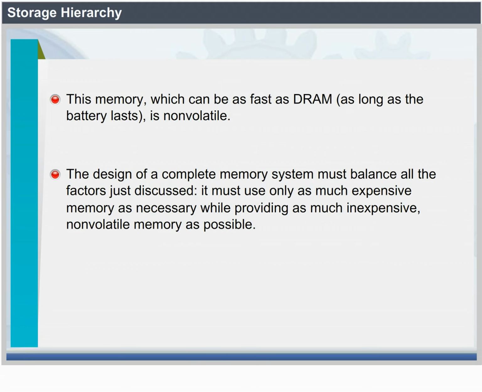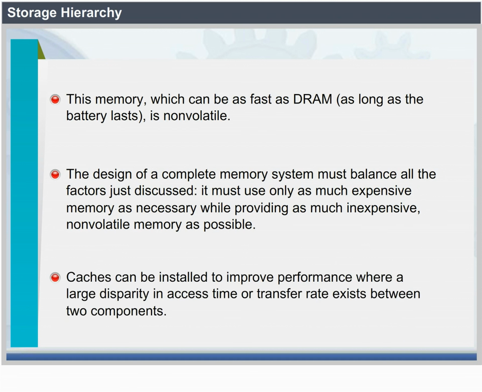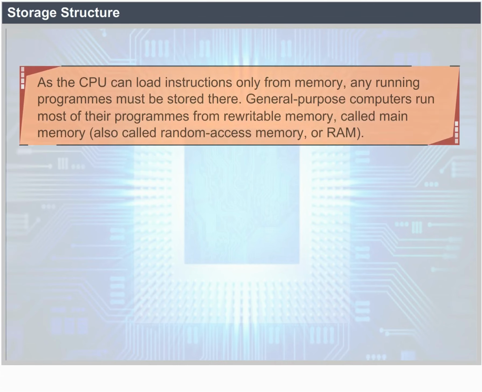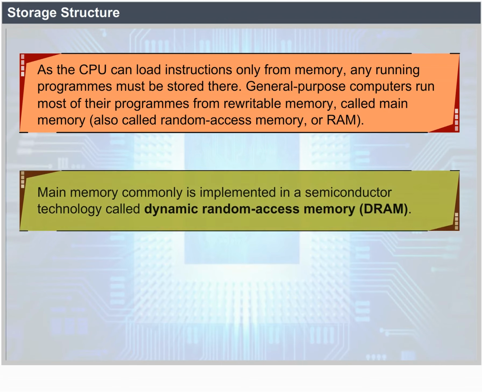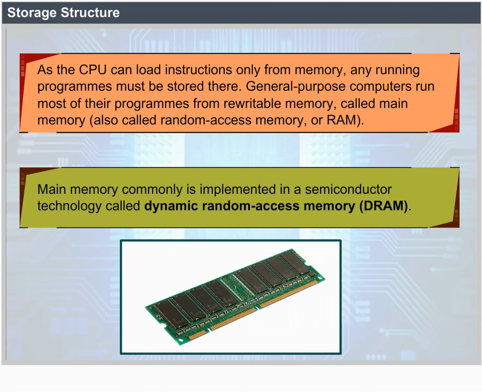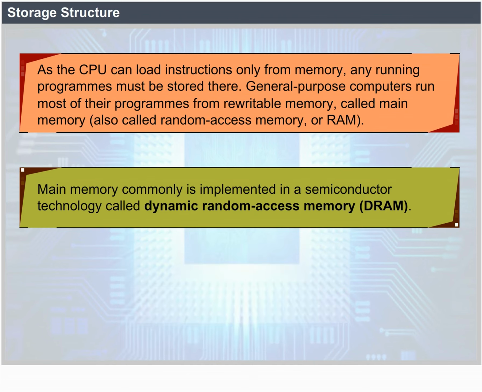Caches can be installed to improve performance where a large disparity in access time or transfer rate exists between two components. Storage structure. The CPU can load instructions only from memory, so any programs to run must be stored there. General-purpose computers run most of their programs from rewritable memory called main memory, also called random access memory or RAM. Main memory commonly is implemented in a semiconductor technology called dynamic random access memory, DRAM. Computers use other forms of memory as well.